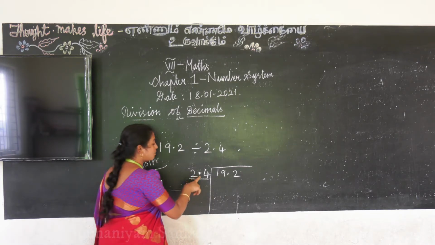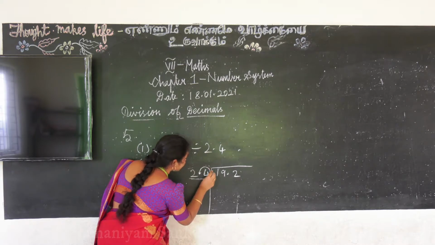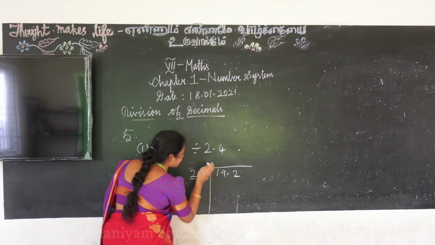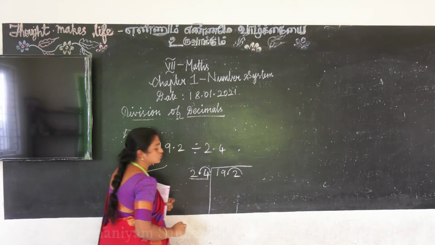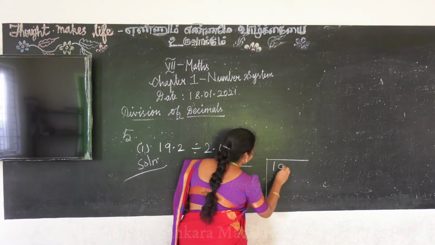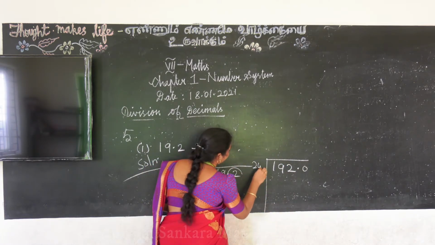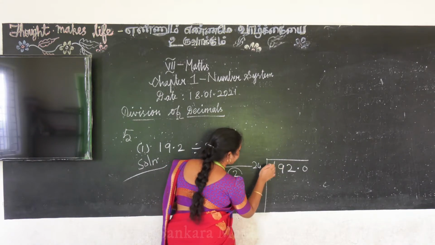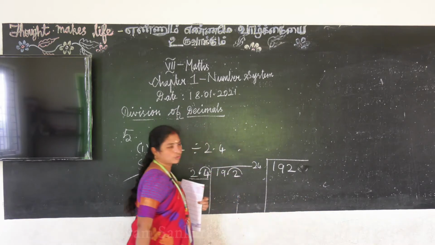See how I am moving the decimal point. If I move one place, I get 24. For the divisor we have to move, and for the dividend also we have to move. So 192.0, and here 24. Here 192.0 or 192, however we can write.